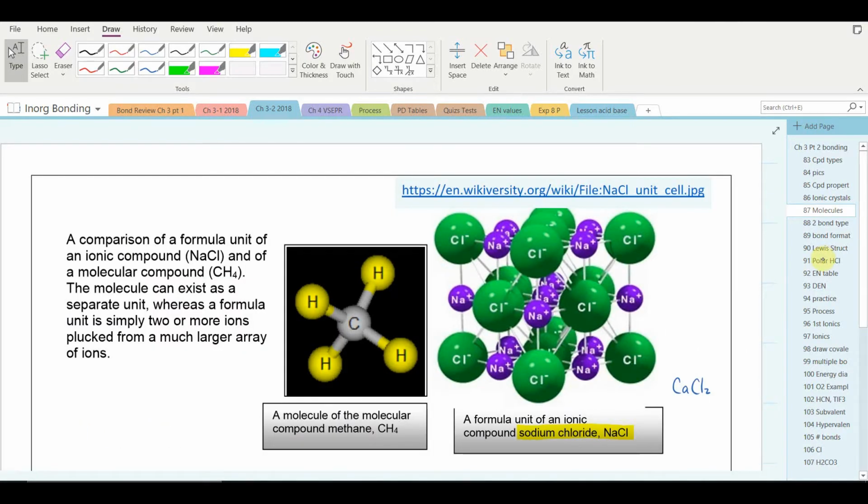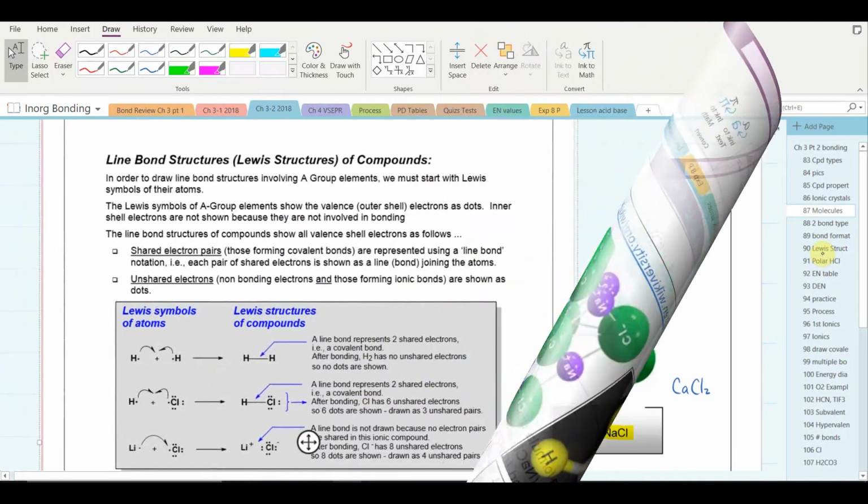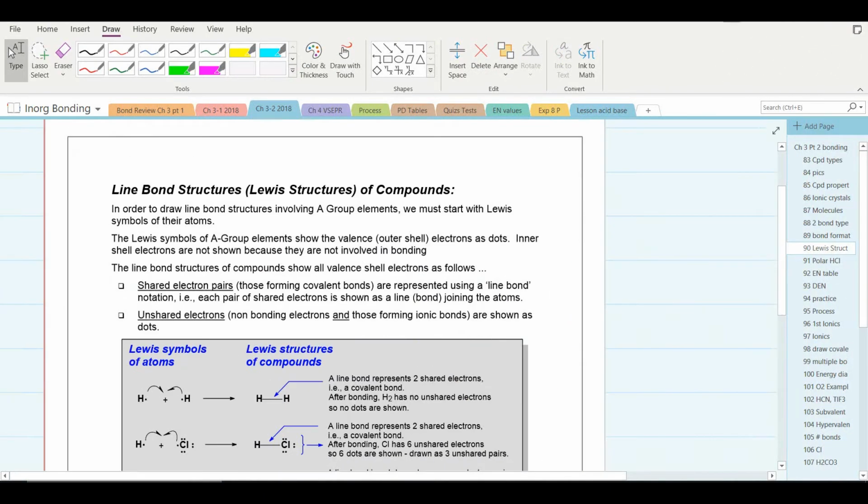Let's look at page 90. We're going to draw Lewis structures, also known as line bond structures, to show atoms combining to make molecules. We must start with the Lewis symbols of the atoms. Recall the Lewis symbols of the A group elements show only the outer valence electrons as dots, and the inner shell electrons are not shown because they're not involved in bonding.